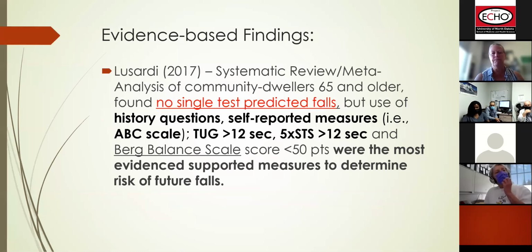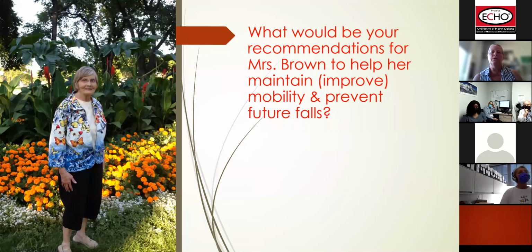Okay, so evidence, there was a study that was done, a systematic review of people over 65, and they found that not one test is the best to predict falls. But taking history questions like we did, taking a self-report like the ABC scale, and looking at the TUG and the 5 times sit to stand along with the Berg balance scale were the most evidence-supported measures to determine risk of falling. So that's kind of why I identified those for you.